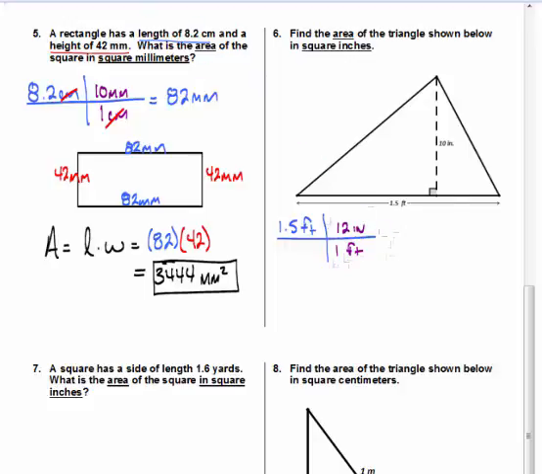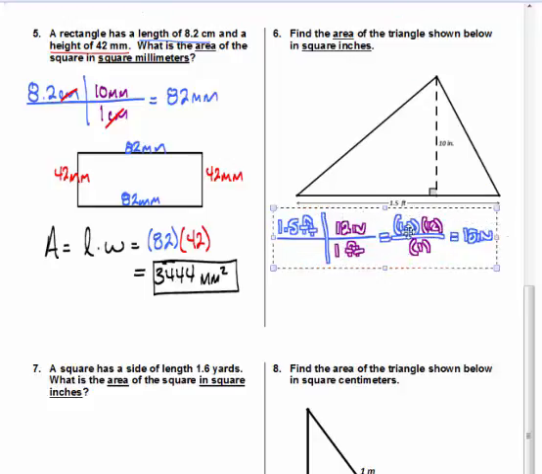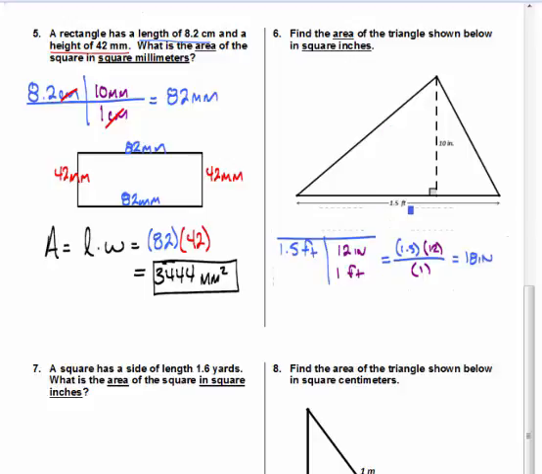And if you multiply across the top, 1.5 times 12 over 1, so essentially we're doing 1.5 times 12, which is 18 inches. So that means that base of the triangle is basically 18 inches. Instead of saying 1.5, we'll say 18 inches.